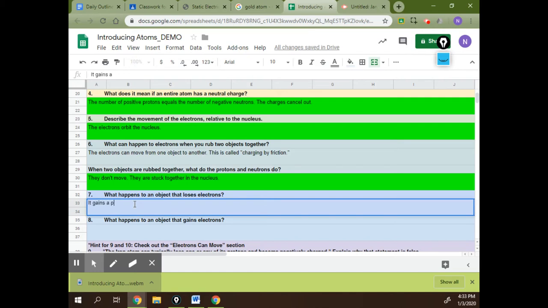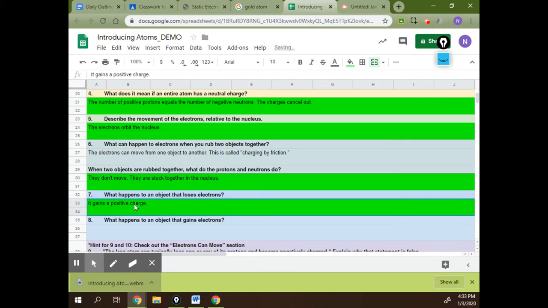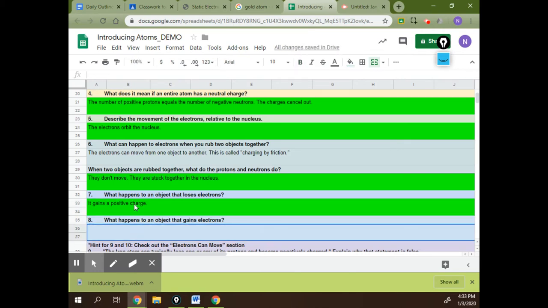Number 7, what happens to an object that loses electrons? It gains a positive charge. What happens to an object that gains electrons? It gains a negative charge.